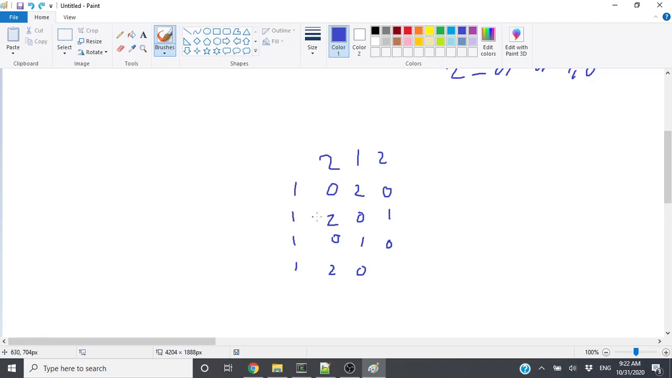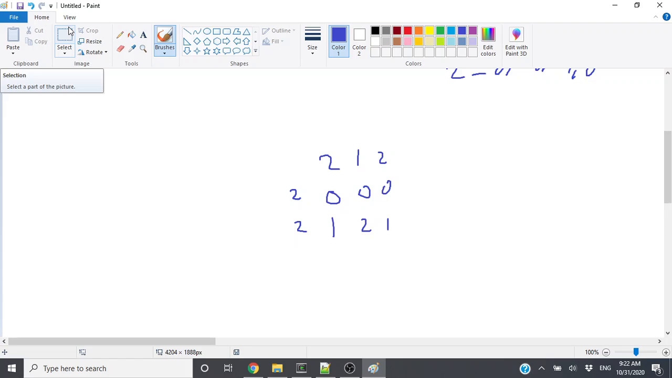Okay, what about twos? Let's try that. So 0, 0, nice. One, two, one. And then we get the same outcome. Okay. So that's interesting. Does it always form patterns like that? Will be the question.